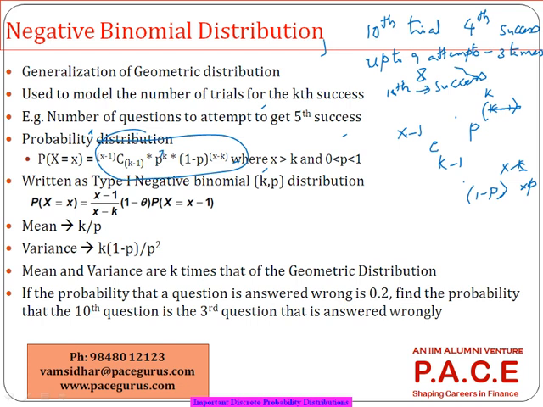x minus 1 C k minus 1, p power k minus 1, into 1 minus p power x minus 1 minus k minus 1, which is x minus k. This is up to 9 trials. In the 10th trial, definitely it's a success, which is the probability of success I am multiplying with. So overall it is becoming p power k. Getting it?